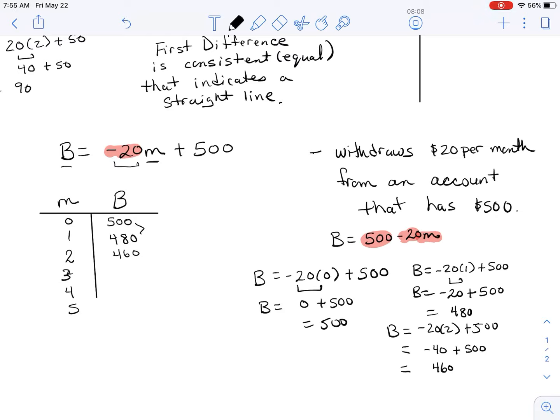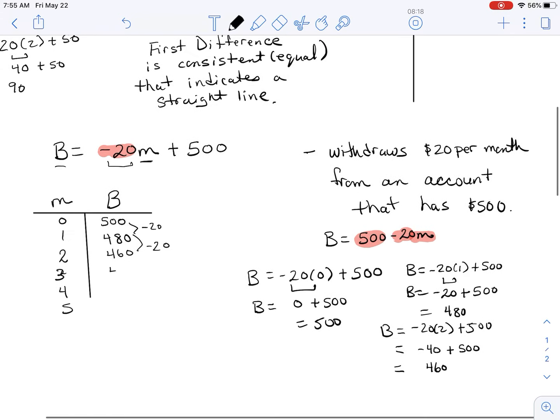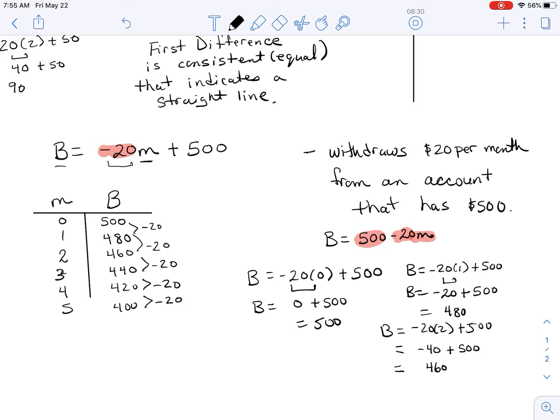or you can look for the pattern. See, the pattern is not plus 20, it's minus 20. It keeps going down by 20. So if I'm going to use the pattern, or in this case now I know that's called the first difference, that means after 3 months, I'd have 440, after 4 months, 420, and after 5 months, 400.